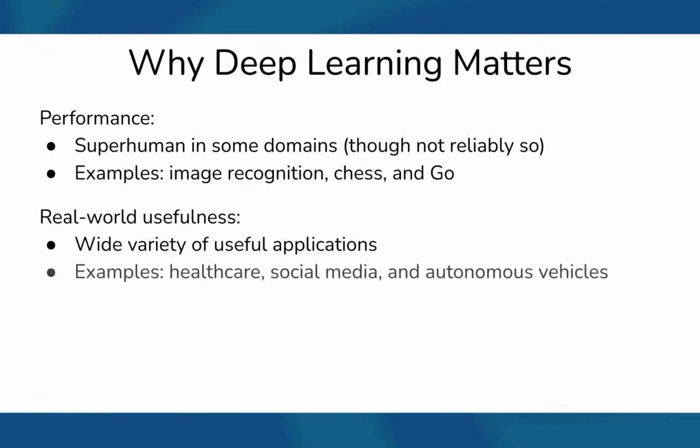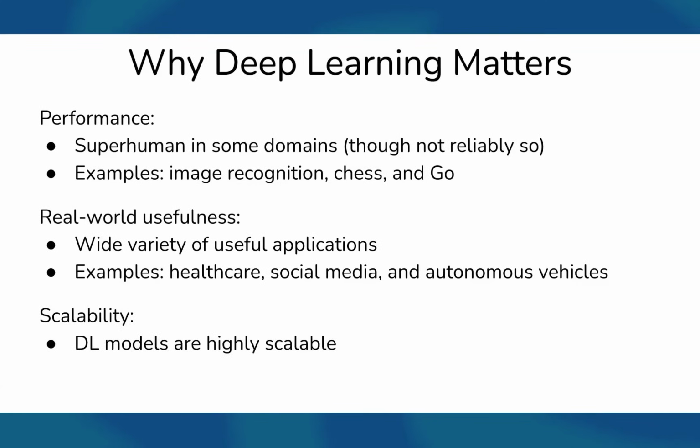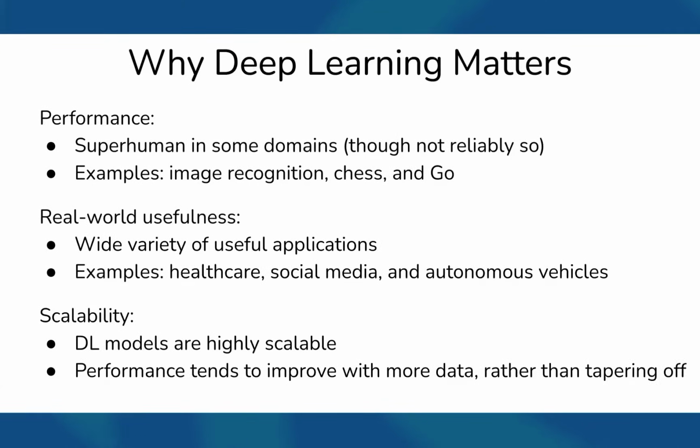It can be used for healthcare. It can be used for recommender systems and social media. It can be used to process LiDAR data or visual data in autonomous vehicles. The deep learning models are highly scalable, so they don't plateau very quickly, whereas machine learning models might taper off or saturate in their performance. So these features have made deep learning quite impactful.